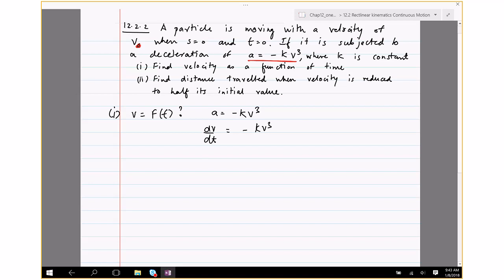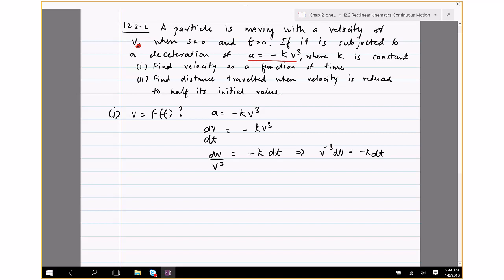So then I multiply both sides by dt to get dv equals minus kv cube dt. Now if I try to integrate this, I will not be able to integrate this because that's v cube times dt, because v is not a function of time. What I need to do is move this down, right? So I'm going to write this as dv divided by v cube. In other words, this is v raised to minus 3 dv equals minus k dt. Okay, so I'm going to try again.